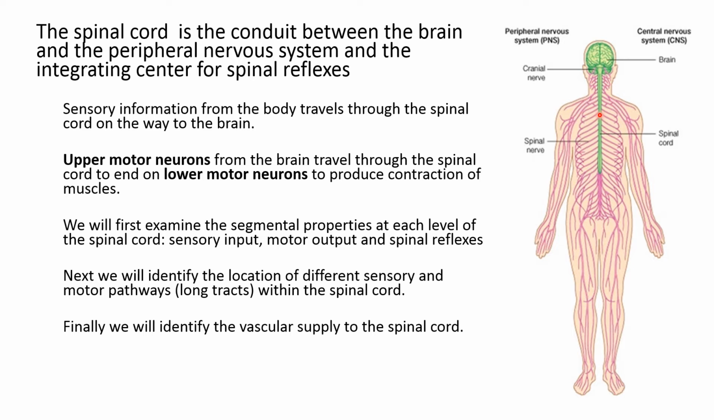We'll first examine the segmental properties along the spinal cord at each level, both the sensory input, the motor output, as well as the spinal reflexes. And then we'll identify the different sensory and motor pathways within the spinal cord, known as the long tracts. And then finally, we'll address the vascular supply to the spinal cord and the impact of insults, either to the vascular supply or to the spinal cord itself.